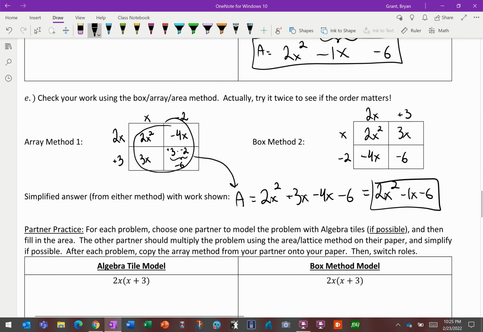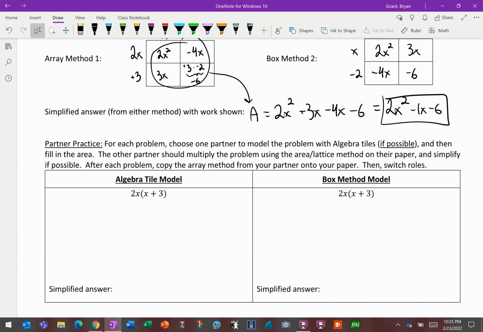All right, the last part of today, I know finally, is you are going to be working with another partner at your group with Algebra Tiles, and you're going to do the problem twice. Your partner is going to model the problem using Algebra Tiles, and they're actually going to draw the Algebra Tile model on their paper. You are going to model it using the box method, like we did up here, box or array or area method, whatever sounds good. And you're going to make sure that your answers match.